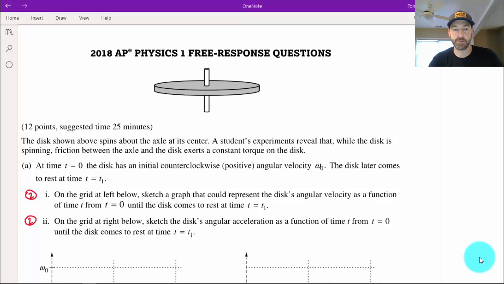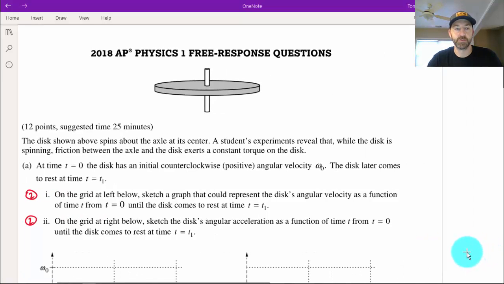Okay, time for another FRQ. Today we're looking at the 2018 FRQ number 3. It's off screen right there, but we don't need to see the number 3. It's a 12-point, 25-minute question. This is qualitative quantitative. This does not require any experimental design. And I do have the points laid out on the side of each part there.